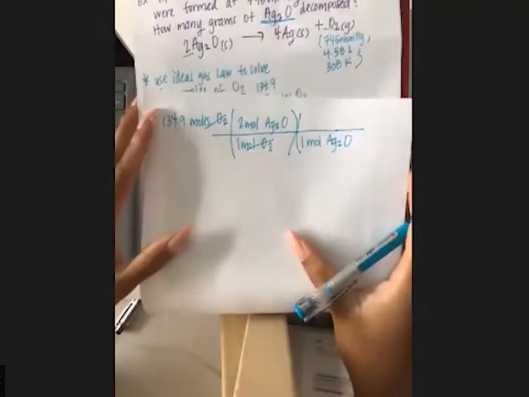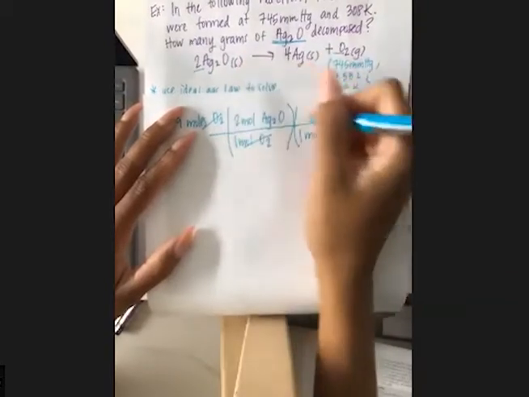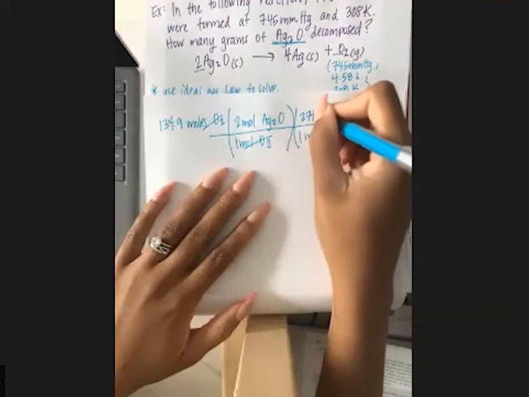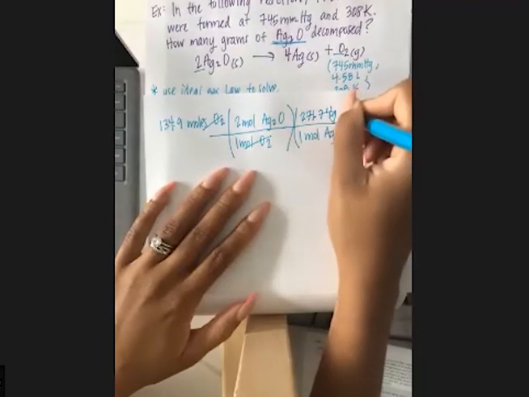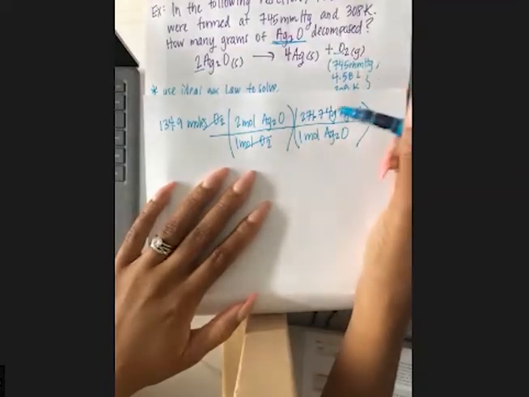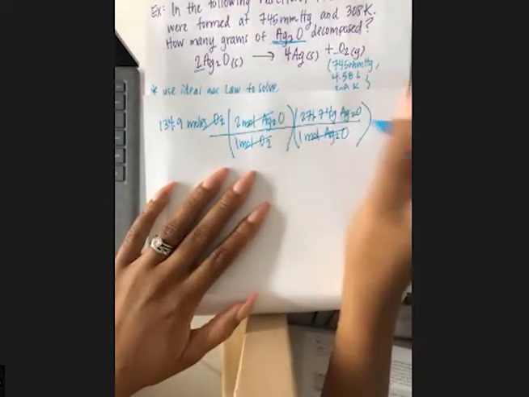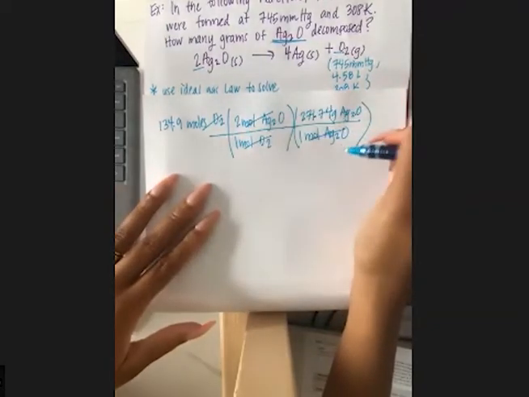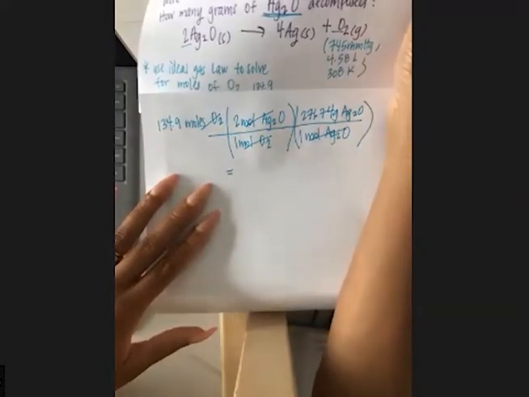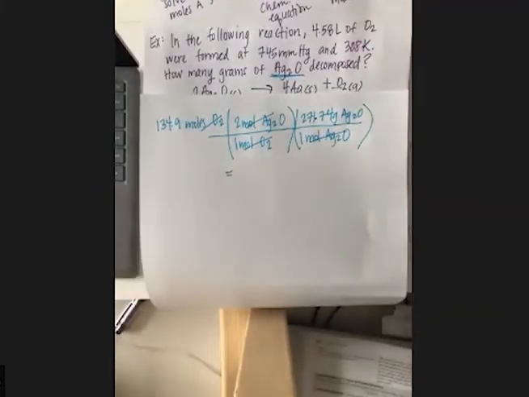Does anyone have the molar mass of silver oxide? 231.74 grams. 231.74 grams of silver oxide. And now I've converted my moles of silver oxide to grams of silver oxide. Once I put this all in my calculator, what do I start off with? It looks like 3 sig figs is the least amount of sig figs, so my answer should be expressed to 3 sig figs.